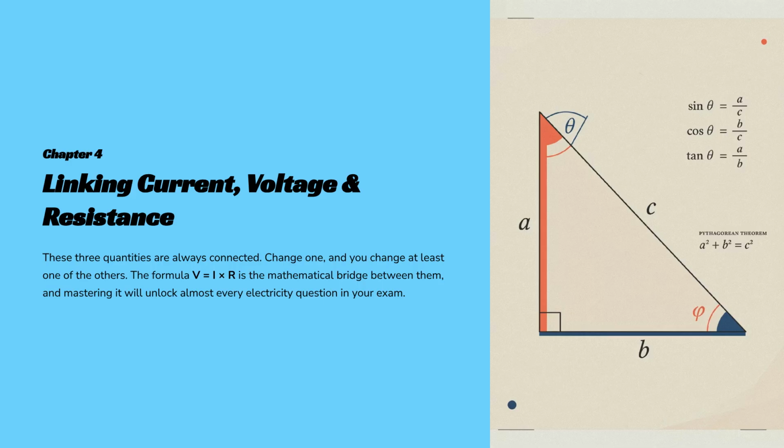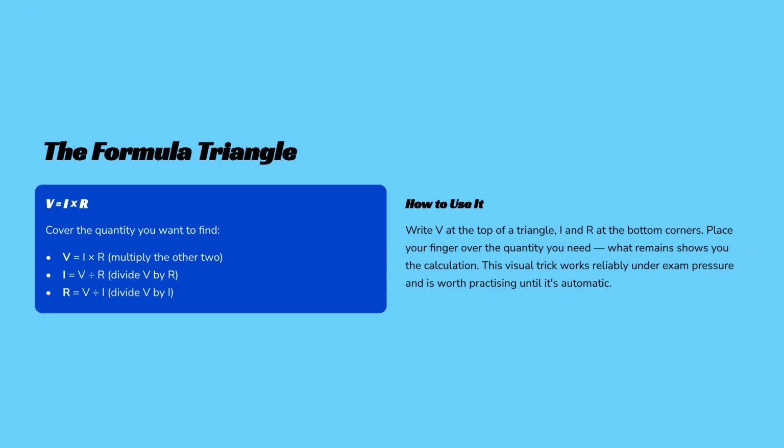The formula V equals I times R is your primary tool for solving these physics problems and will be your best asset on the exam. To use the V equals I times R formula easily, try the triangle method. Cover the variable you need to find, and the remaining values show you whether to multiply or divide. It's a reliable visual trick.